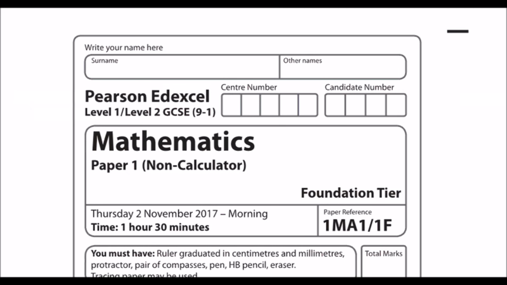This video is a walkthrough of the November 2017 Foundation Tier Paper 1 Non-Calculator.